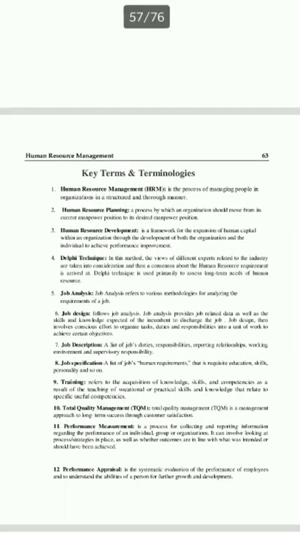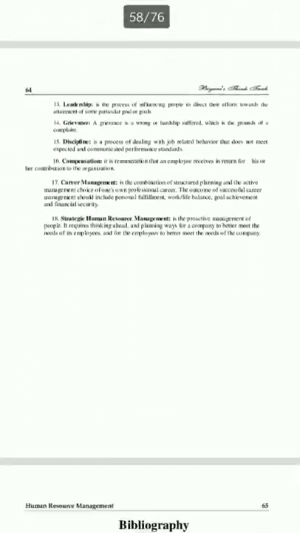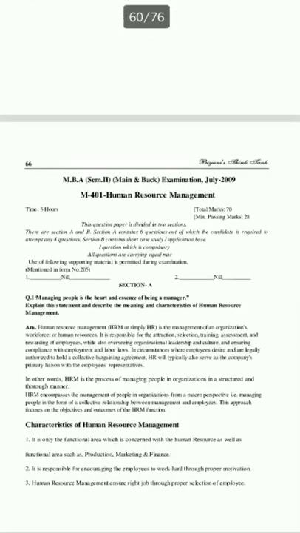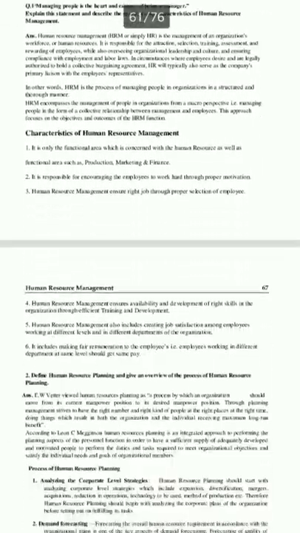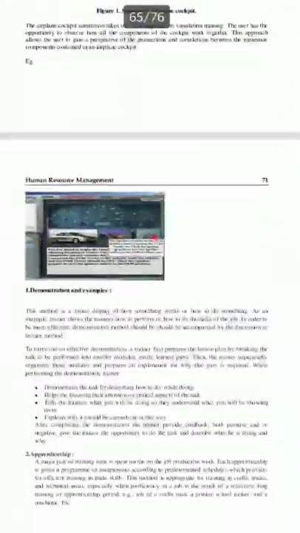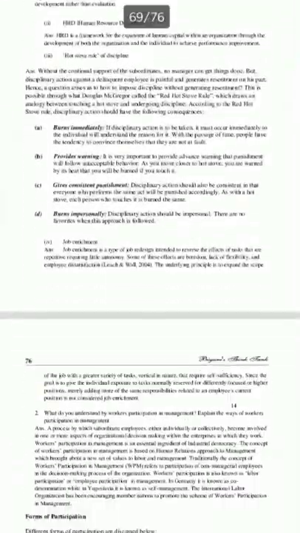Strategic HRM, some key terms and terminologies are given. This is a question, this is an examination paper given here. So I told you most of the things, that it is going to certainly help you.